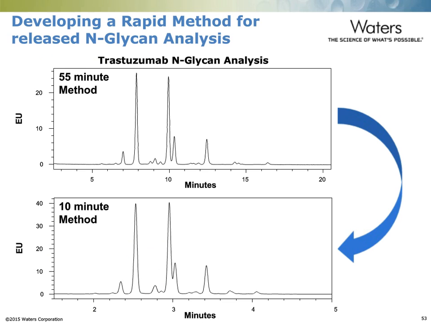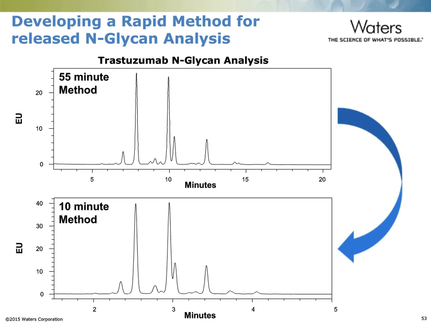An additional application that I wanted to discuss, an application that we had some thoughts on, and after we'd done the work and presented this to a number of our customers or potential customers, it's gained a lot of interest. And that is in developing a very rapid method for doing released N-glycan analysis. In this case, we've taken the N-glycans that were released from trastuzumab, and we did an analysis with our normal 55-minute chromatographic method, which is a more highly resolving method.